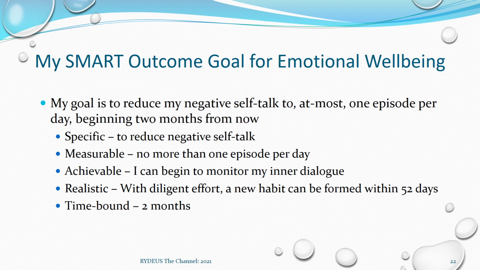And of course, there's a time frame. It's 2 months. So it's not like I'm saying that my aim is to reduce my negative self-talk and I didn't put a time frame. I've put a time frame, which is 2 months. So it means that I have to force myself to, even if I have to use willpower in the beginning, I have to use that willpower to get myself to behave in a different way by paying attention to my inner dialogue. And within about 52 days to 2 months, I would begin to perhaps significantly reduce these episodes.